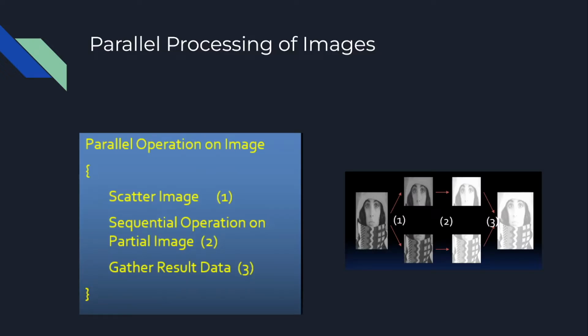After this, going through the parallel processing of images, we can see that parallel processing on images is actually quite parallel. Essentially, the CPU scatters the image into two parts, and then it performs a sequential operation on each partial image, which is then combined together to form the final image. And this is just one of the functions, a simple filtering that is operated on the image.